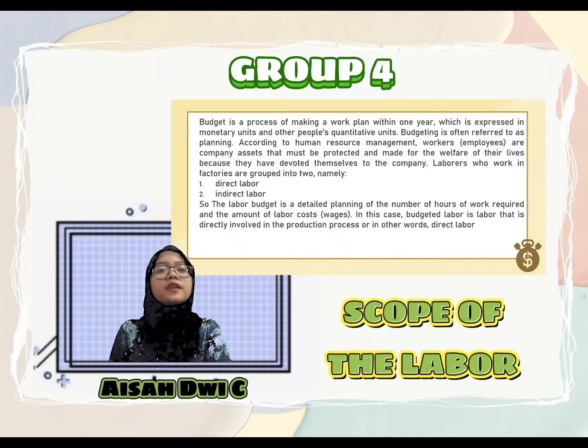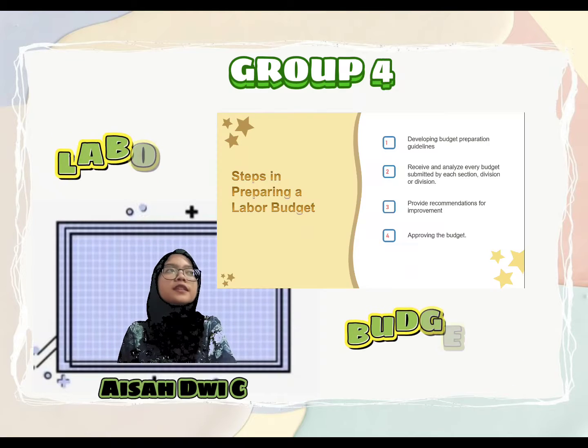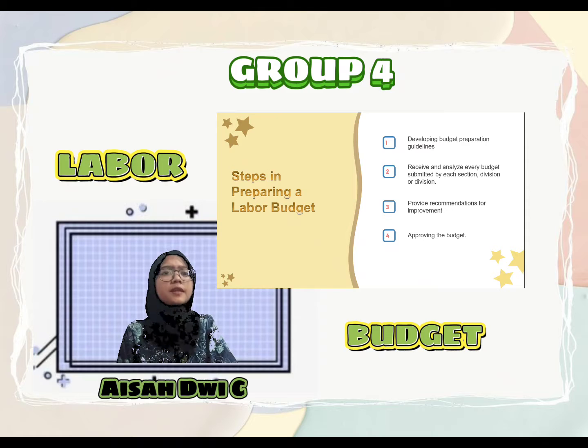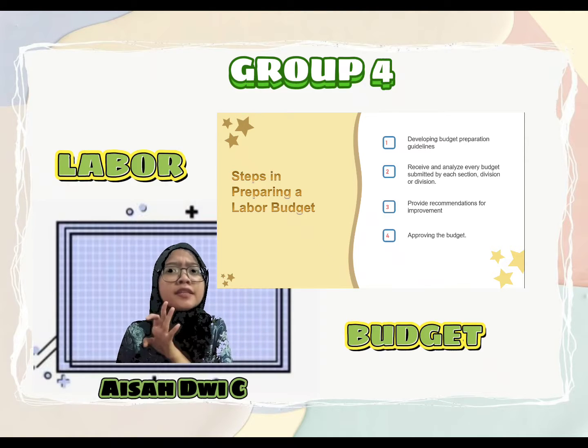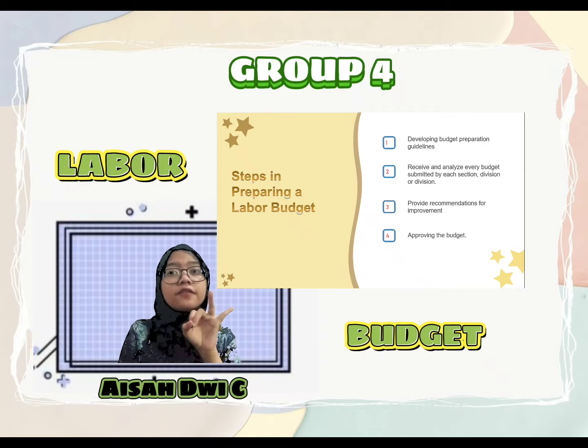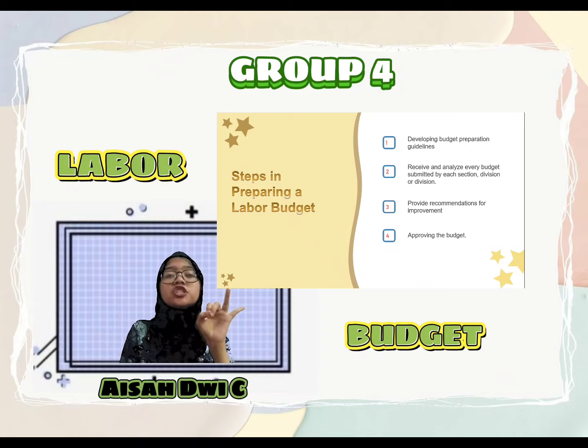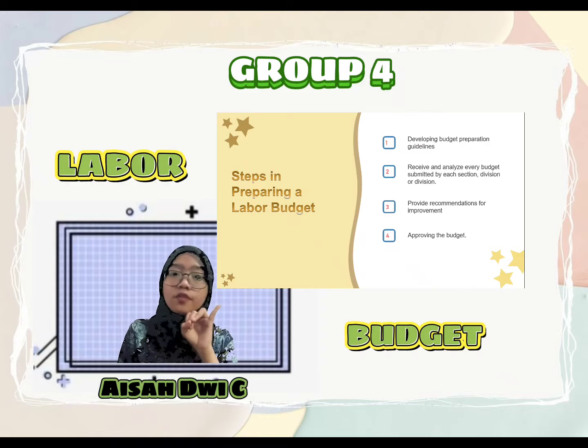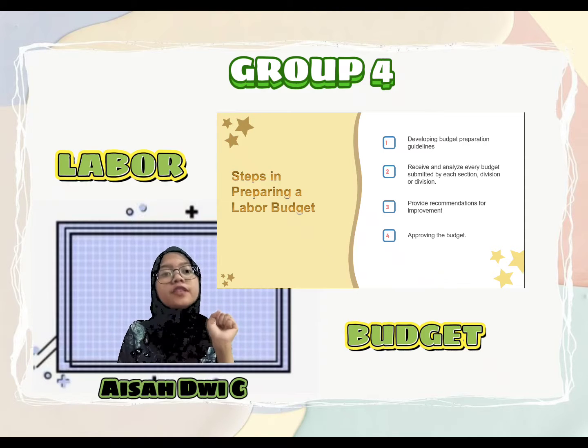You can see the text in this video if you want to understand more about what I say. Next, I will explain the steps in preparing a labor budget. We have 4 steps here. The first step is developing budget preparation guidelines, the second is receiving and analyzing every budget submitted by each section or division, the next is providing recommendations for improvement, and the last is approving the budget.